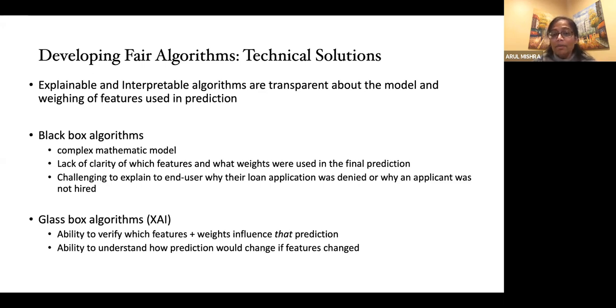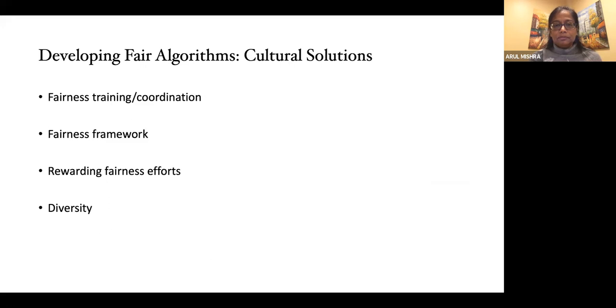If you want a more explainable and interpretable model, which gives you insights into which features and what weights went into making that final prediction, then something like white box or glass box algorithms, also known as explainable AI, the XAI, can be used in that algorithmic development. It may suffer a little bit on prediction, but it would probably be very explainable. It also helps someone understand, if some features changed, would the prediction change? So that's another way in which you can develop a more fair algorithm, because it's more explainable to the end user.